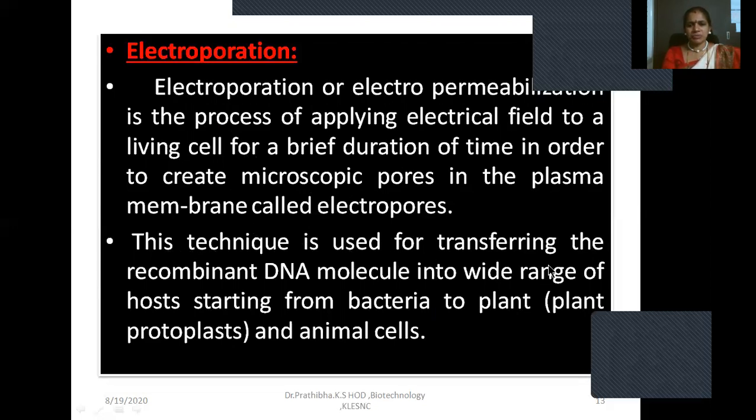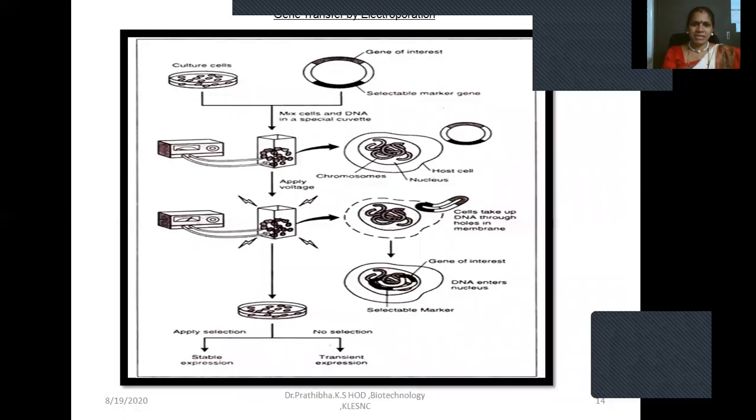This technique is used for transferring the recombinant DNA molecule into a wide range of hosts starting from bacteria to plant and animal cells. In plant, we are using the protoplast. Protoplast means cells without the cell wall. Now let us go through here the picture representation of gene transfer by electroporation.